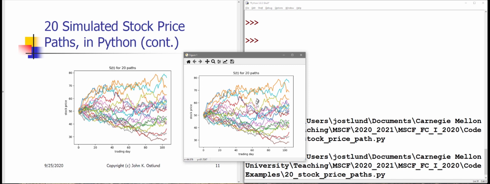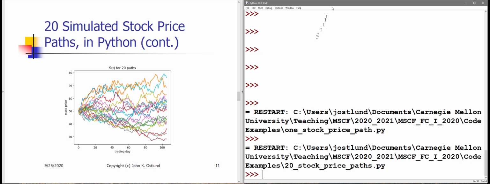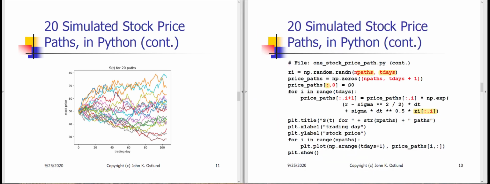There are 20 paths. Now, 20 paths is not nearly enough to get us a good estimate for the Asian call price. We probably need thousands, if not tens of thousands or hundreds of thousands of paths in order to get a precise enough value for our Asian call price. So let's take a look at what's going on with that code.